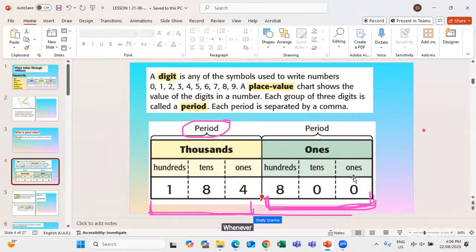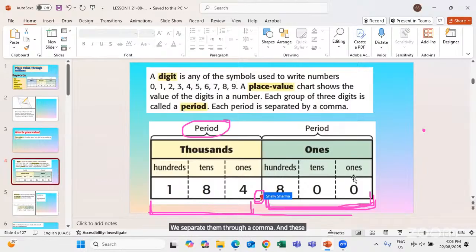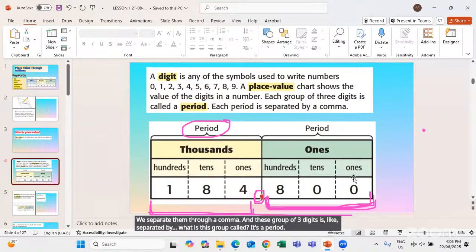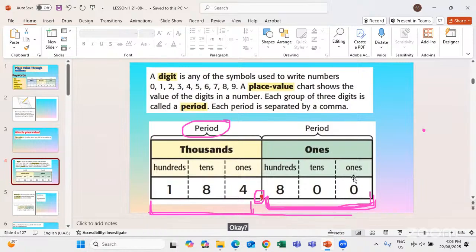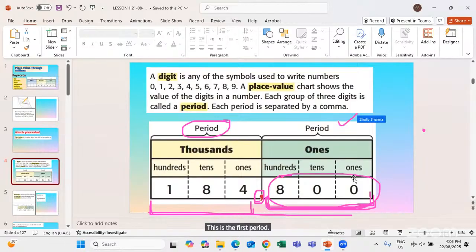Whenever you have a group of digits, and if you can make it like a group of three digits separated by another group of three digits, we separate them through a comma. And what is this group called? It's a period. Okay, we separate two periods with the help of a comma. What is a period? A group of three digits. This is the first period, which we call ones. Then the second period is of thousands, and if we continue, next we get the millions period.